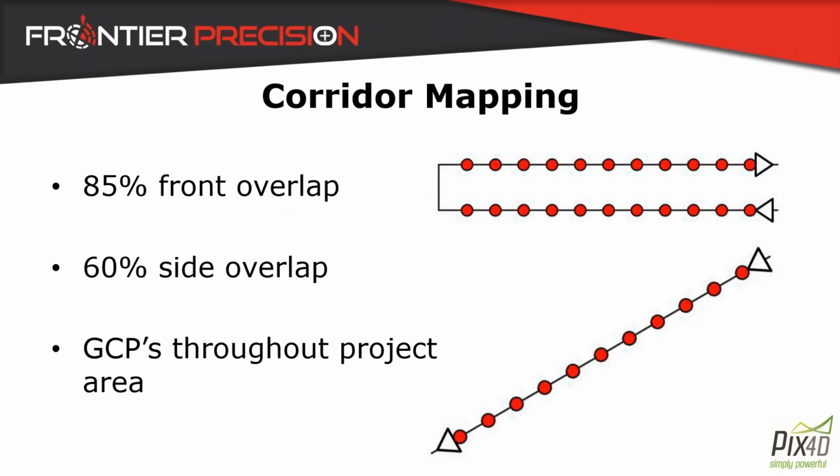Corridor mapping is another very popular concept that people like to ask lots of questions about. For a linear corridor project, we'd recommend an 85% front overlap and about a 60% side overlap. Ideally, you'd want to fly a corridor in 2 passes, maybe down and back, just to make sure we've got adequate coverage. One thing to keep in mind with corridor mapping is you're also going to need several ground control points throughout the project, not just one at the beginning and one at the end. Because we only have 1 or 2 passes, we need a lot more ground control to tie the data down and make sure it's right.